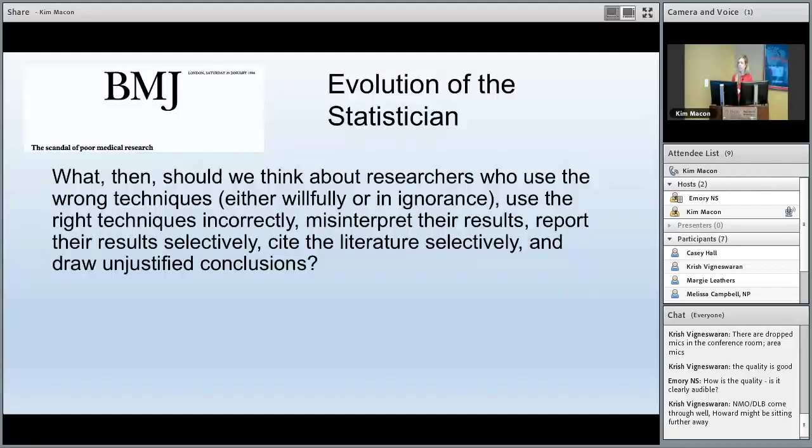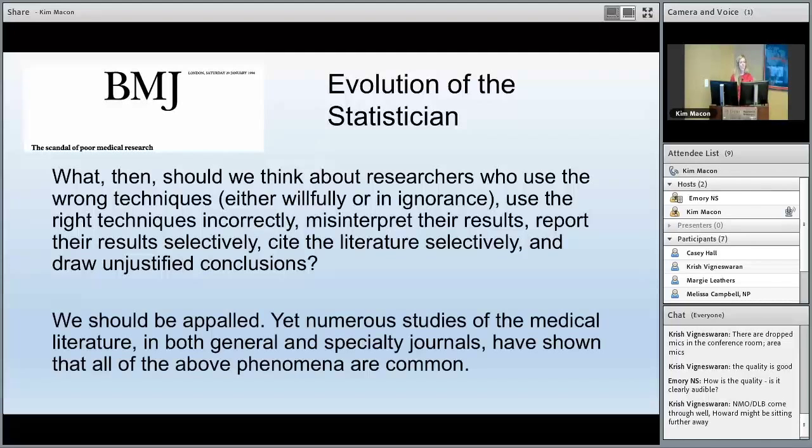Then in that same article, he posed another question. What do you think about a researcher who uses the wrong techniques, again, either willfully or in ignorance, uses the right techniques incorrectly, misinterprets their results, reports their results selectively, cites literature selectively, or draws unjustified conclusions? Now, what do you say about that? Well, you should be appalled. However, numerous studies in the medical literature in both general and specialty journals have shown all these things happen. So we hold our doctors to a very high standard, but then we're not holding our research to the same standard. And that research is then being interpreted by our physicians and researchers to make clinical decisions.